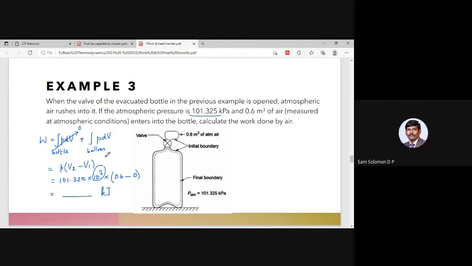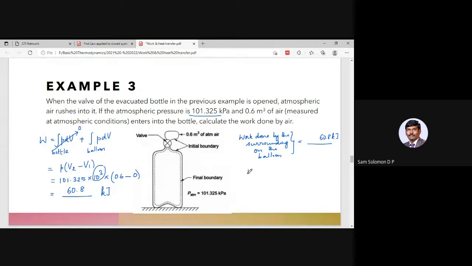So the actual answer here is 60.8 kilojoules. Okay, so if it is the work done by the surrounding on the balloon, then is that positive or negative? The value is 60.8 kilojoules, the work done by the surrounding on the balloon.